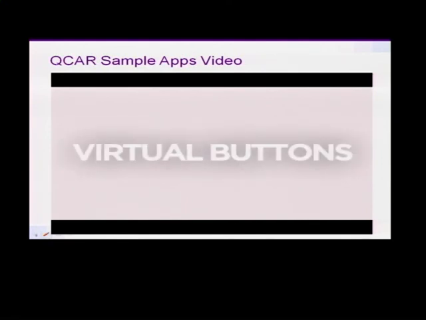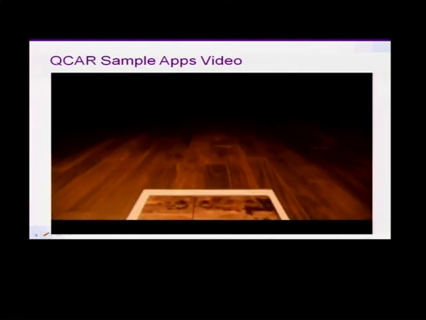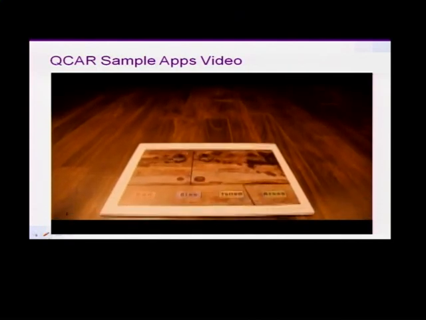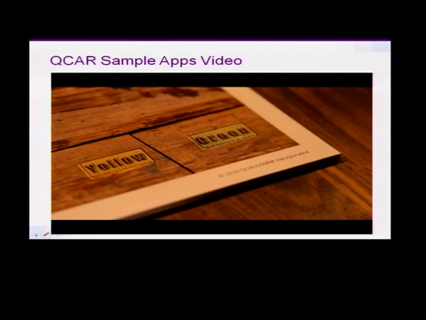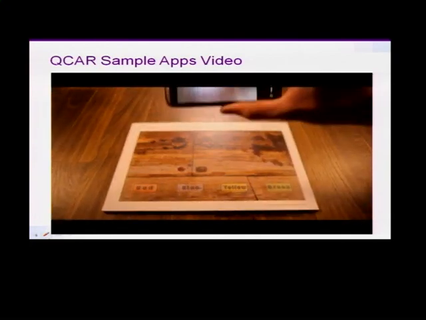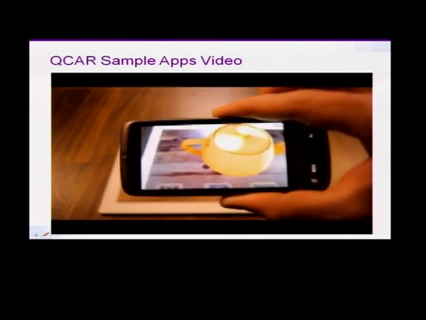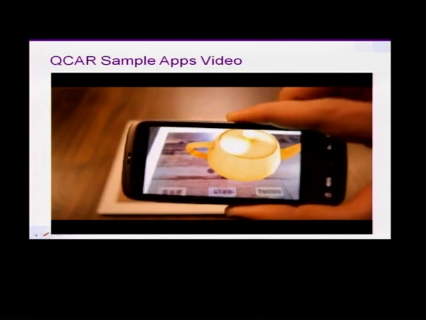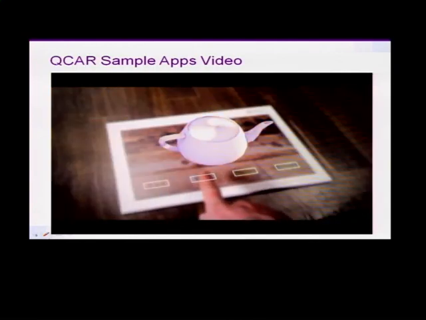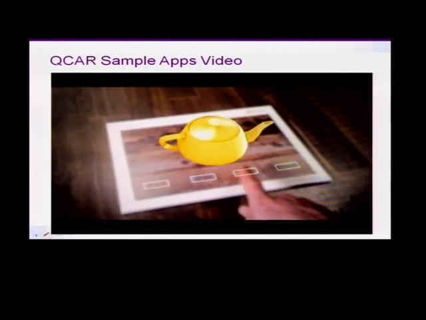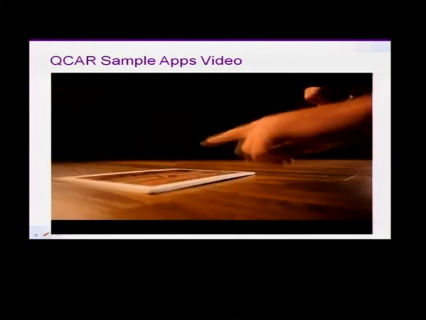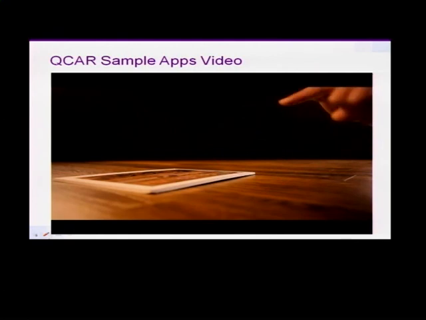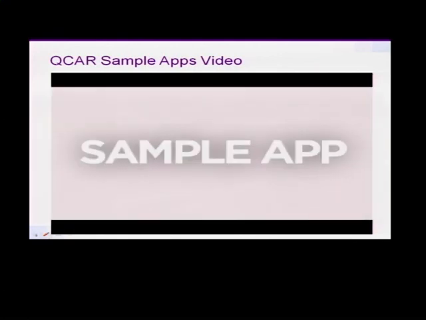The virtual buttons are a new form of interaction. They're actually interactions with the real world. We allow the developer to mark certain regions of interest on an actual image target. In our sample app, we have 4 virtual buttons on the image target itself. And when you press each of those buttons, it changes the color of the teapot that's rendered on the printed target. So it's a very different form of interaction that's not available in non-AR applications.